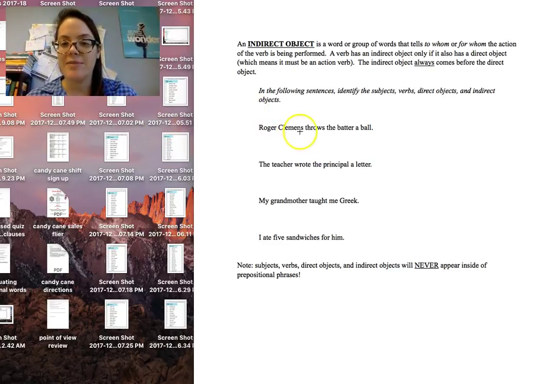All right, so Roger Clemens throws the batter a ball. Same thing, I want to find my subject first. So I'm going to say Roger Clemens is my subject. That's who or what is performing the action in the sentence. Then I want to know what action he performs, and that's throws, which is an action verb. Say AV. Now we go to our direct object question, subject verb what? So it's Roger Clemens throws what? He throws a ball, so that's my direct object.